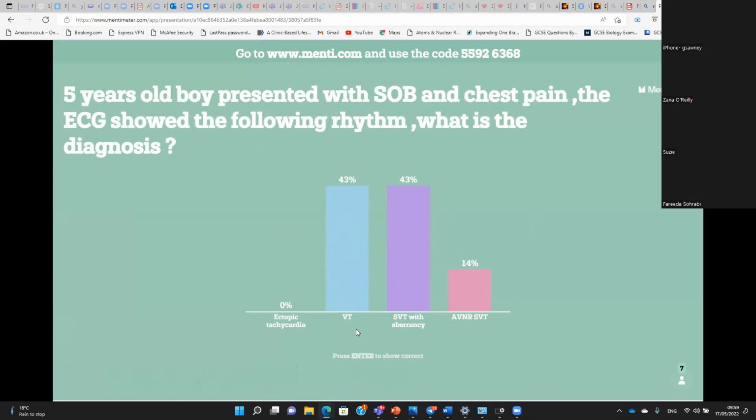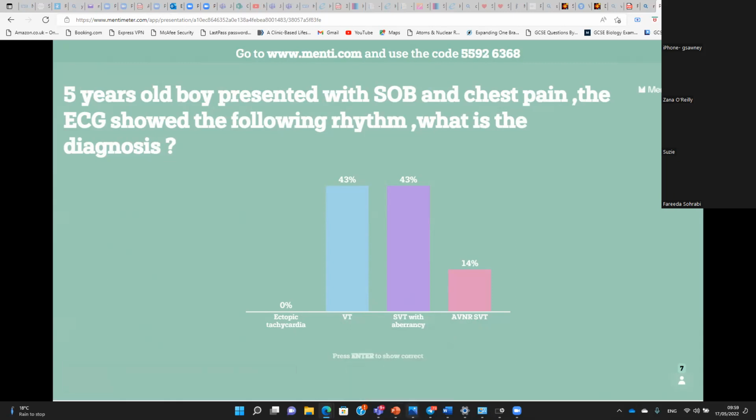So here is the answer: 43% of the participants said it's a VT or VTAC, and 43% said it's SVT with aberrancy, and 14% stated AV node reentry SVT. Actually, these two answers, SVT with aberrancy and AV node SVT, are slightly the same or correct. This strip is not VT.